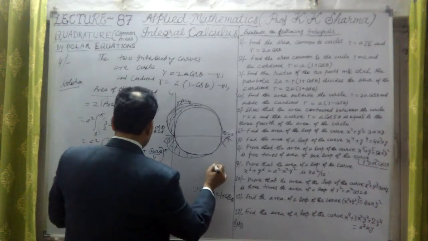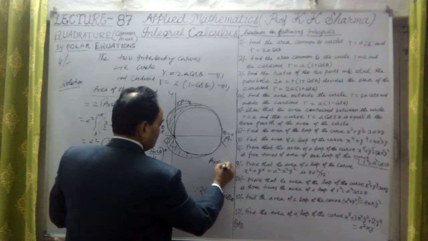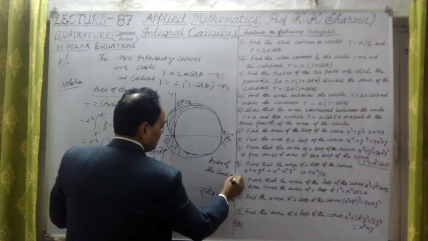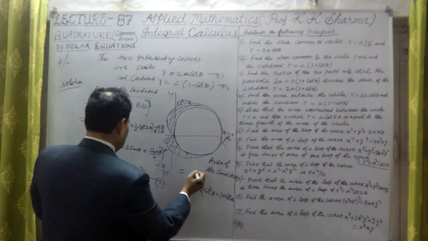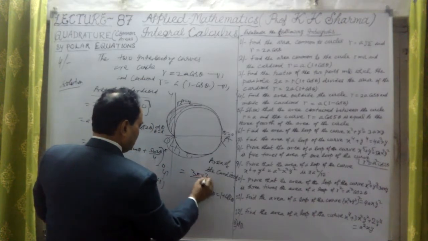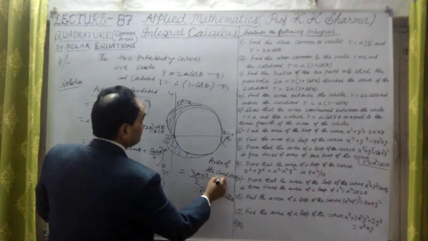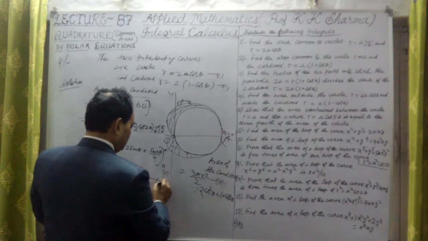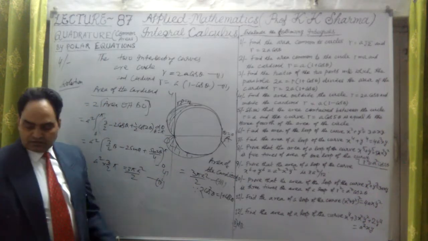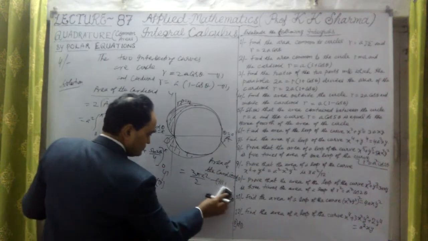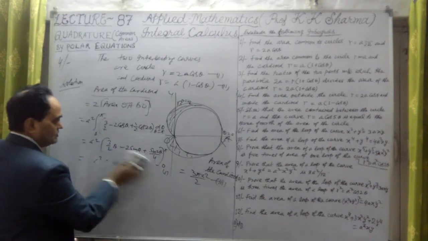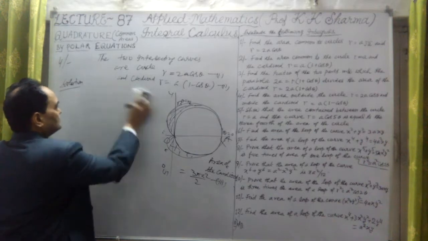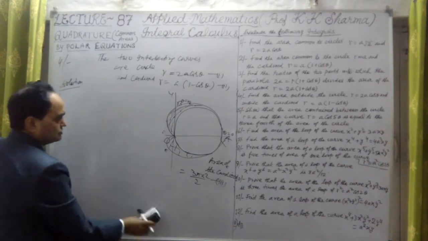Let me take this as the first equation. Area of the cardioid is equal to 3 pi a square upon 2. Let me take this as the third equation. Okay, this is the third equation here, area of the cardioid. Now let me take what is the area of the circle here, and then subtract the area of the circle from the area of the cardioid. Simple answer. That is the question required here.